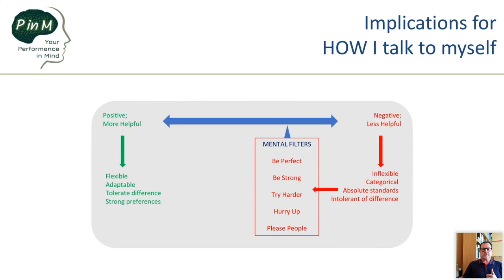The more helpful style or type of thinking is the kind of thinking that is more flexible. There are ways of doing things, some of which I prefer, but there are nevertheless other ways of doing things. It's adaptable. I may plan to do something a certain way, circumstances dictate that it needs to become different, I'm able to adapt. And with that adaptability, I'm able to tolerate it not being as I would like.